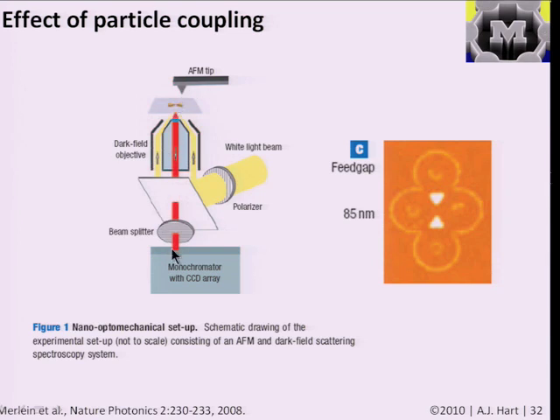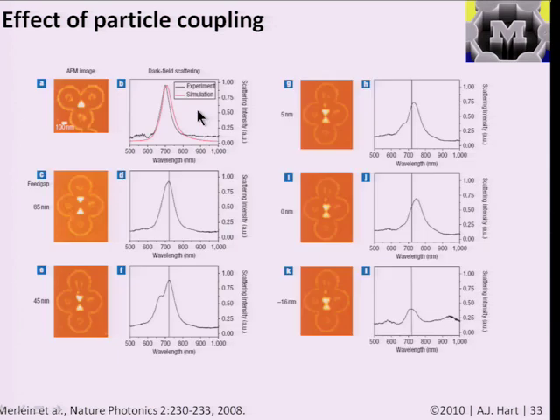And they had an apparatus using optics where they were able to make a very, very sensitive measurement of the spectrum, of the optical spectrum. And they were also able to take images at the same time. And believe it or not, what they did is they made this pair of particles, and then they used the AFM tip to take images, and they also used the AFM tip to push one of them around.